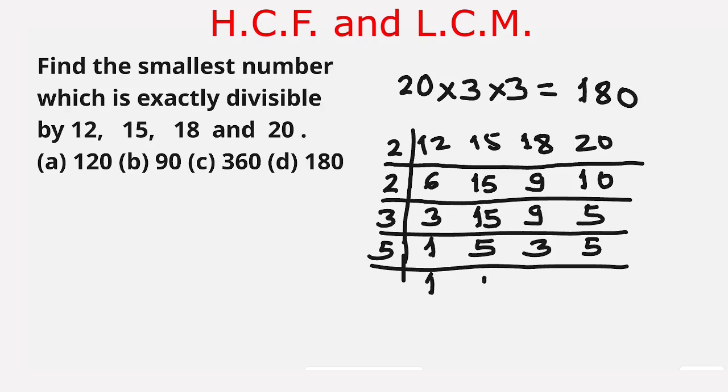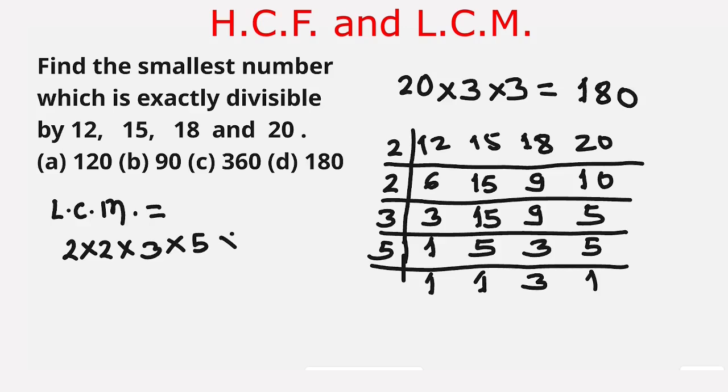5 divides 5 for 1 time. We write 3 as it is, as it's not divisible by 5. And 5 divides 5 for 1 time. Now our LCM is equal to 2 multiplied by 2 multiplied by 3 multiplied by 5 multiplied by 3.